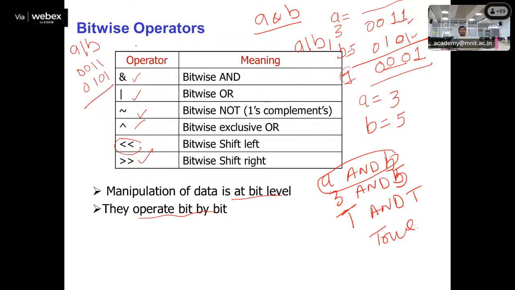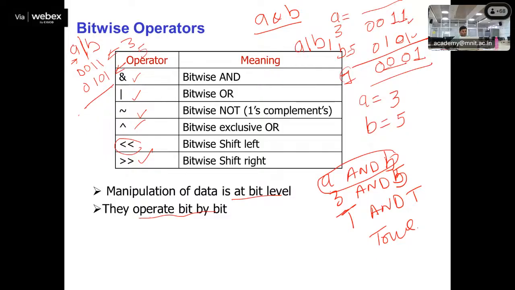So when we apply the bitwise OR operator, we write this as a single line between A and B. So this is the bitwise OR. Now A is 3, which will be converted into the 0-1 bit format, and then B, that is 5, will be converted into the 0-1 format.